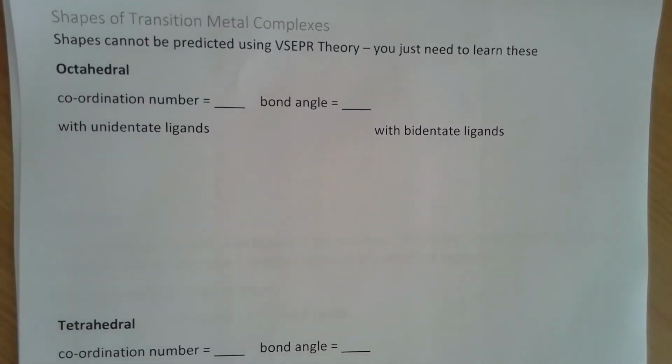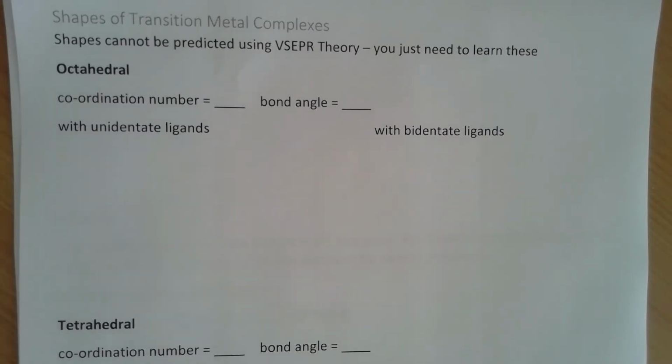Welcome to the second lesson about transition metal complexes. Today we're going to have a look at the geometries or shapes of transition metal complexes. I've put a note there saying that you can't predict these using VSEPR theory. There is a way to predict them, but we can't really do that with knowledge that we have at A level. You do need to know these four shapes, and you need to know one or two examples of each.